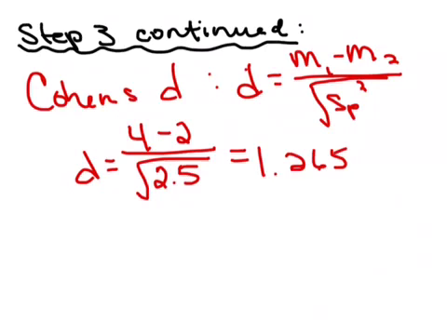So now we have our Cohen's d, and I could just round that. So d equals 1.27 for our Cohen's d. Now we have an effect size. So now I'm going to move forward, and I'm going to go ahead and calculate our confidence interval.